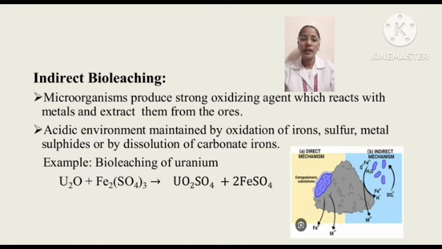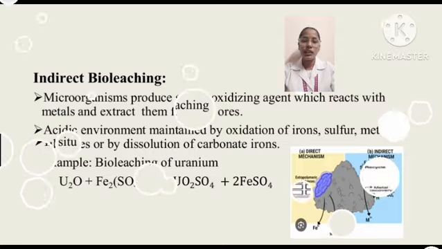Ferric ion then chemically reacts with the metal sulfides present in the ores and dissolves the metal into the solution. For example, in bioleaching, the ferric sulfate acts as the oxidizing agent. Insoluble uranium is converted into soluble uranium sulfate. Ferric ion is reduced back to the ferrous ion.